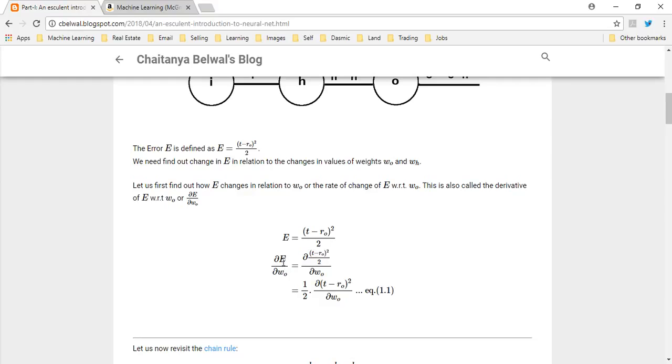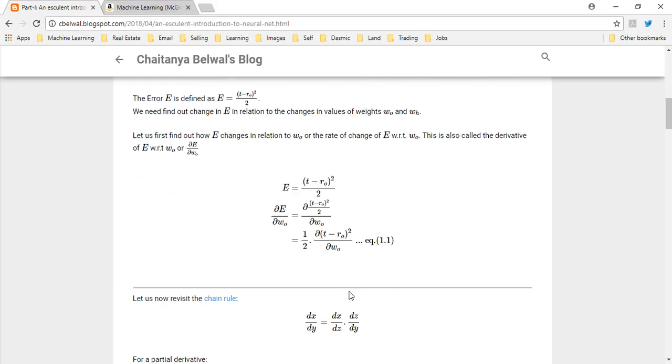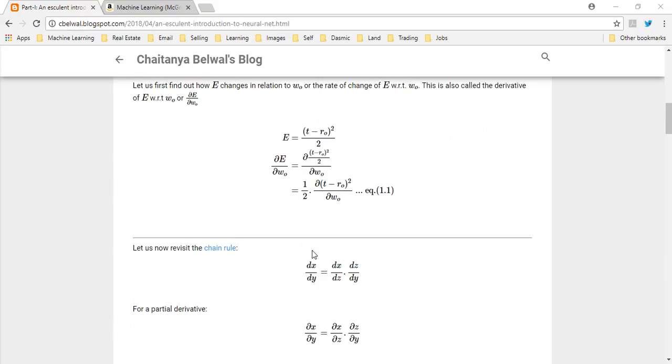So the rate of change of E in relation to W0 is the rate of change of this equation of E with W0, which actually gives us equation 1.1. If you're familiar with calculus, this 2 over here is a constant and it comes out. So we can take this 2 in the denominator and extract it out of the differential equation since it's a constant. Now let's revisit the chain rule.